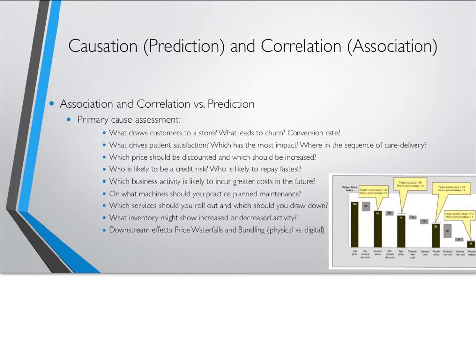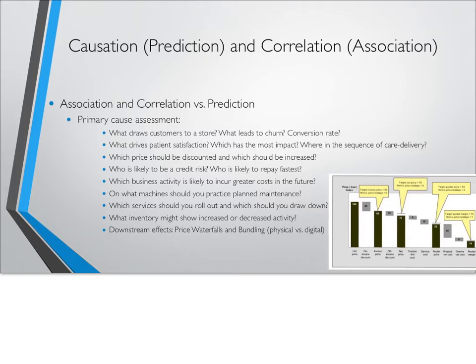Causation, prediction, and correlation or association. Let's look at the difference between causation and correlation, association and correlation versus prediction. Association is basically when two things happen together. Correlation is exactly the same thing: how do you come up with a good analytical metric that would look at the level of association? So, correlation is nothing but the strength of association.